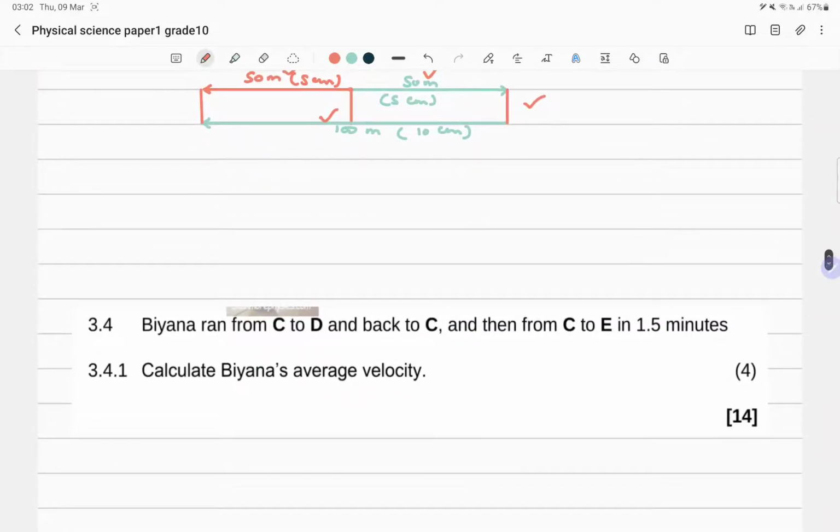Now we're told to calculate Biana's average velocity. And then she did it in 1.5 minutes, okay? The average velocity, it's easy. We know that we can just say V is going to be the distance. Should we say distance? No, that's where we're going to get caught. This one is S over T, okay?